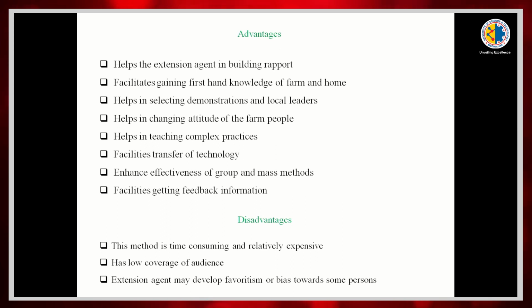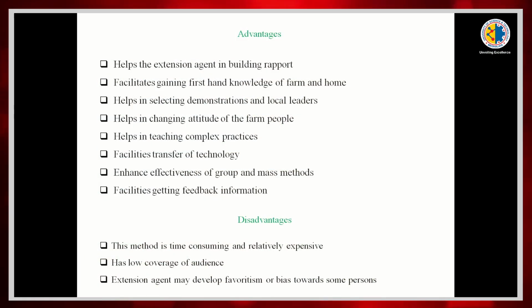What are the disadvantages? Every method has some advantages and disadvantages. The method is time consuming and relatively expensive. In this method, if you go face to face, it will take time and the coverage will be very low. But if you go for mass method or group method, we can get lots of audience. Here the audience means the farming community.